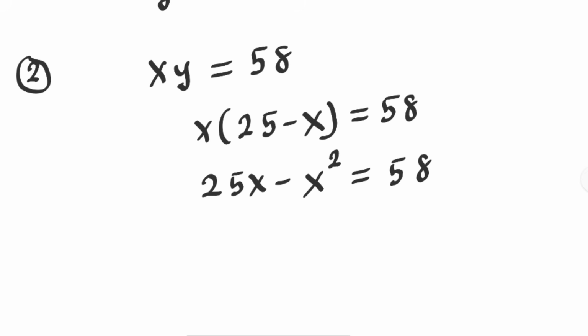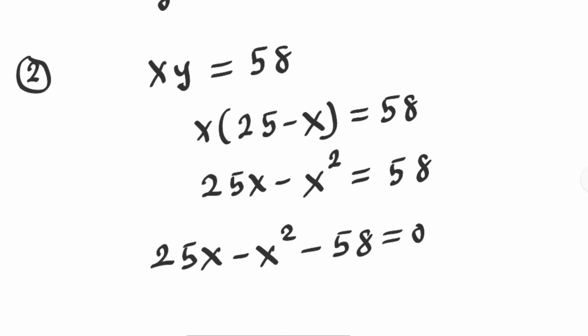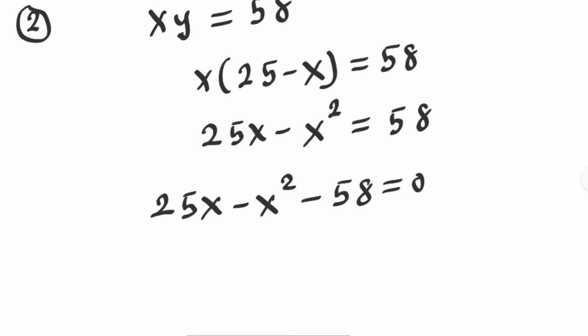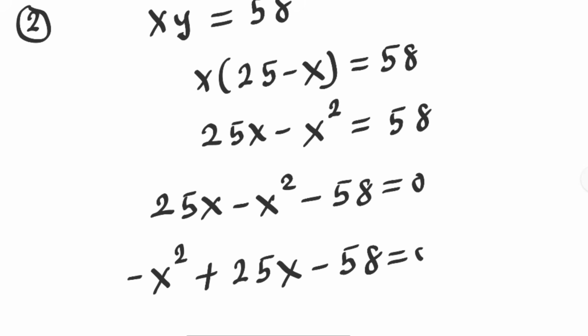Let us equate everything to 0 and bring this 58 to the left hand side. 25x minus x squared minus 58 is equal to 0. Now let us put this in standard form. We start with this minus x squared. Minus x squared plus 25x minus 58 is equal to 0.